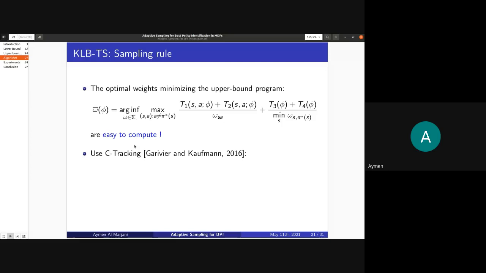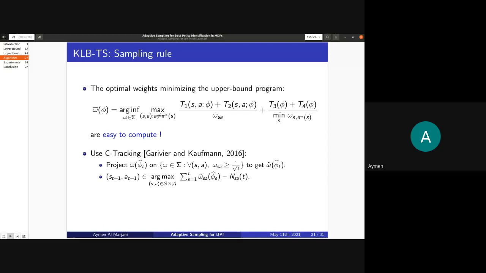So for our sampling rule, we will use the C-tracking, which was proposed by Garivier and Kaufmann. So simply you take the optimal allocation vector and you project it on this subset of the simplex, where you impose that each component is larger than something that looks like 1 over square root of t. So this projection here is just to ensure or enforce exploration, so that if you start with bad initial estimates and your overline omega is close to 0, you don't end up leaving state-action SA while it might be optimal, and you just missed it because you had bad initial estimates.